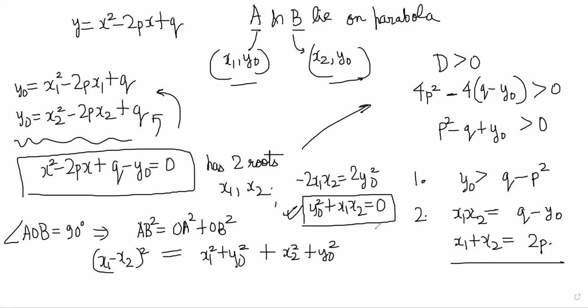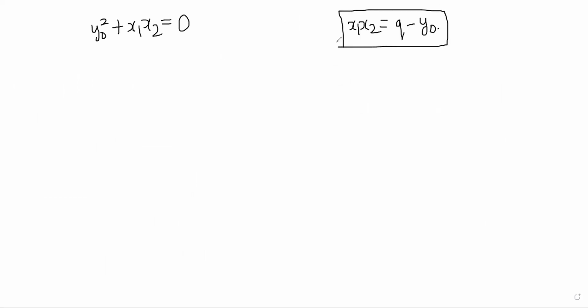And y0 square plus x1 x2 equal to 0 means what? Think of this condition here. x1 x2 we have already gotten as q minus y0, right? So we are saying y0 square plus x1 x2 is 0 for angle AOB to be 90. We have already gotten x1 x2 is equal to q minus y0 because x1 x2 were roots of the equation, because A and B lie on the curve. So we put that here and say y0 square plus q minus y0 is 0, and y0 square minus y0 plus q equal to 0.